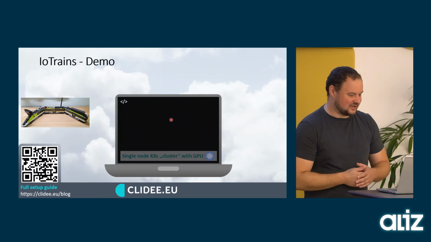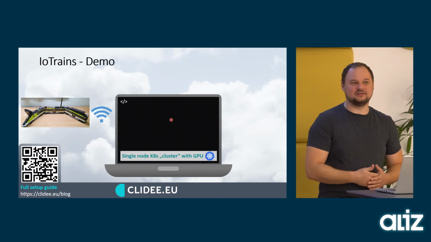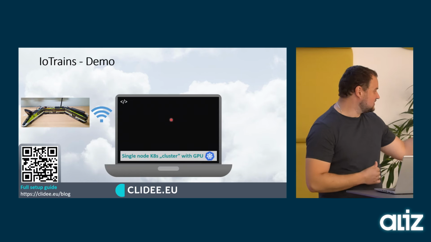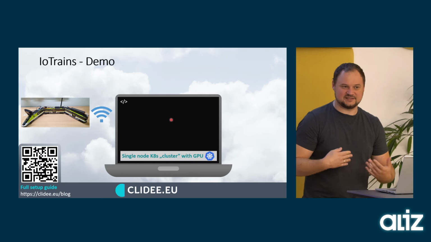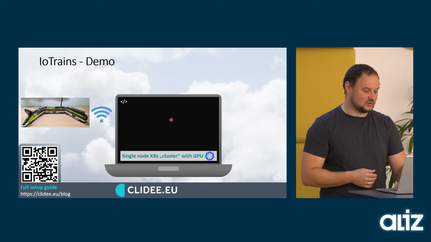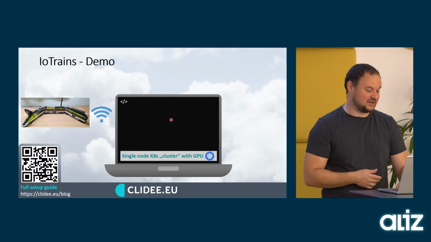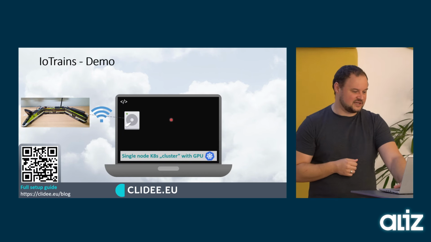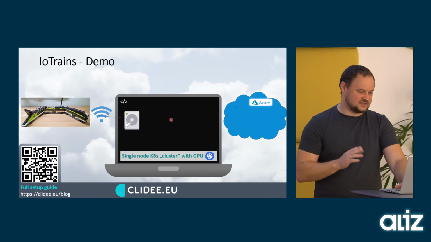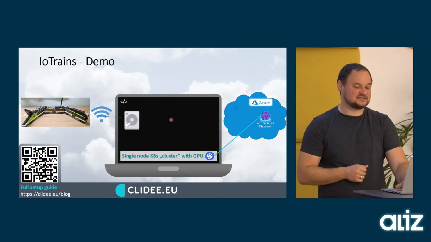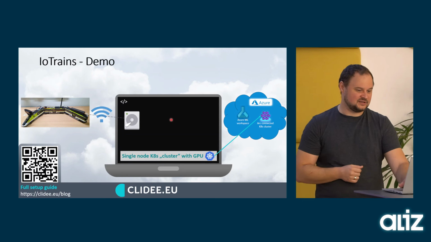Okay, how does it look? Very similar to previously, we have a Kubernetes cluster on the server, and this notebook actually has an NVIDIA GPU, so it has an accelerator in it, and we can use it for running the AI models as well. The camera collects the pictures and sends them to the server, and the job is done. Then we again connect the cluster to the Azure environment.